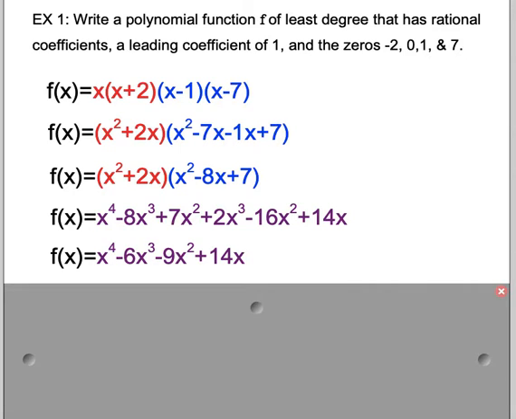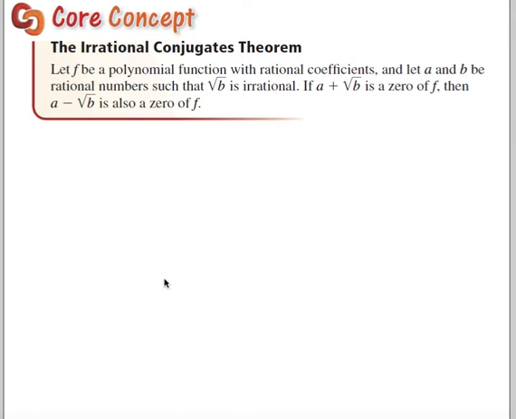Let's try another one. Now, this one, we're going to throw in some square roots. The irrational conjugate theorem states that if f is a polynomial function with rational coefficients, and a and b are rational numbers such that the square root of b is irrational, and you have a plus the square root of b as an answer, then you must have a minus the square root of b as an answer as well.